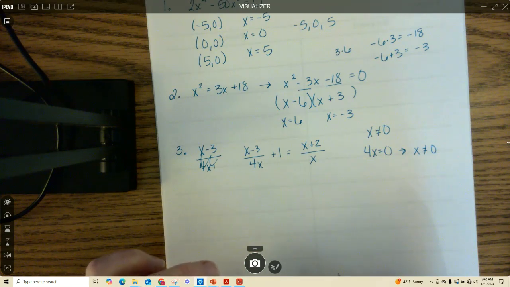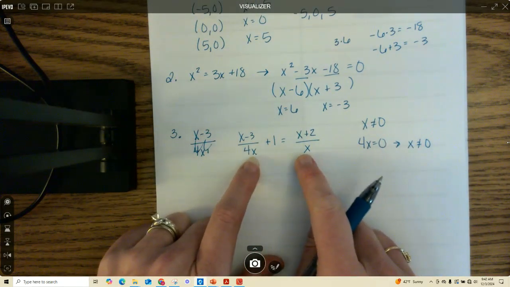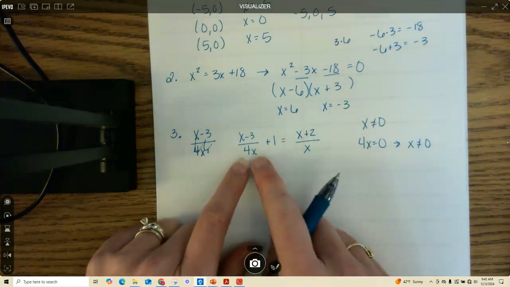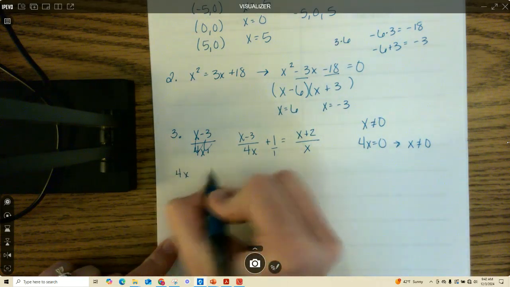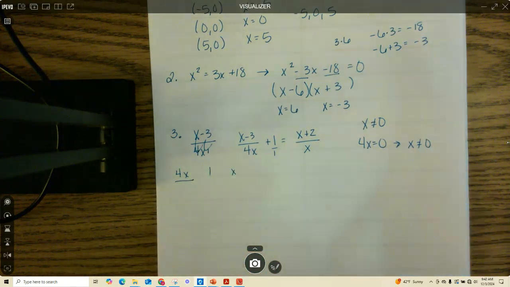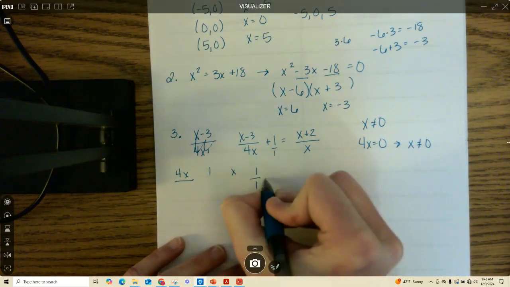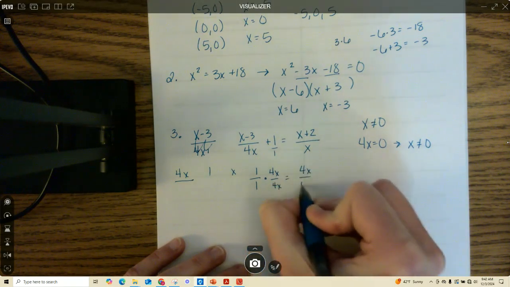Part 2 says keep the restrictions in mind, solve the equation. First thing I want to do is get rid of denominators, or make everything have the same denominator. The 1 is just over 1. The common denominator between 4x, 1, and x is 4x. I can turn all the other denominators into 4x. For the 1, I would do 1 over 1 times 4x over 4x, which gives me 4x over 4x.